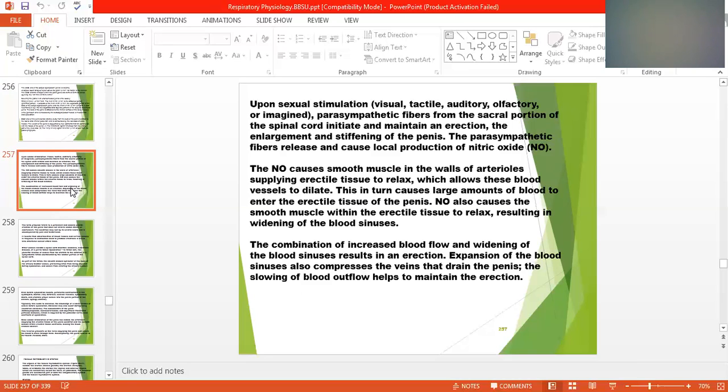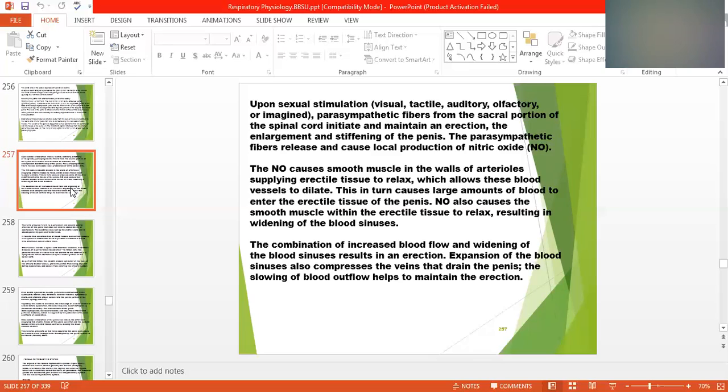Olfactory is smell, because the olfactory bulb is there above your nose at the cribriform plate. When you smell something, it attaches to the olfactory nerve, which is the first cranial nerve, and it will give you a sense of smell. So especially in animals, you have observed that they smell the females.